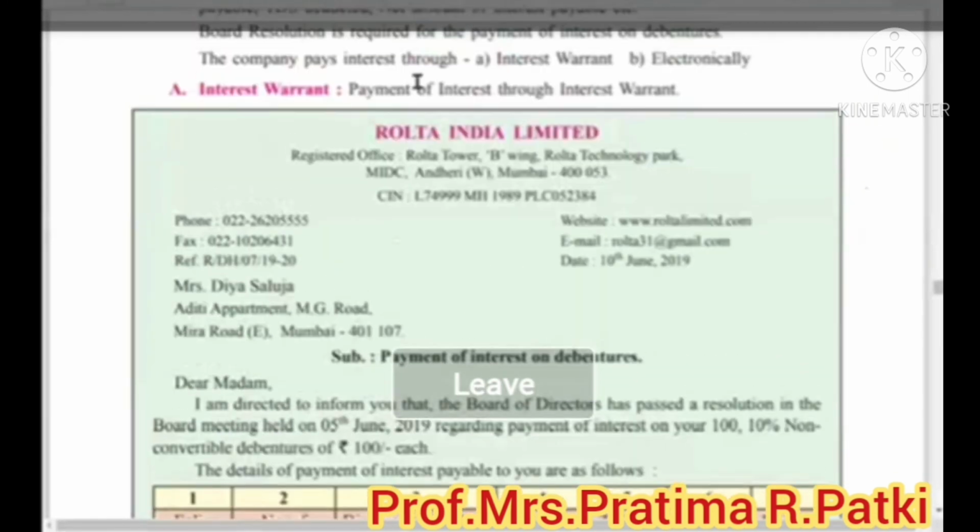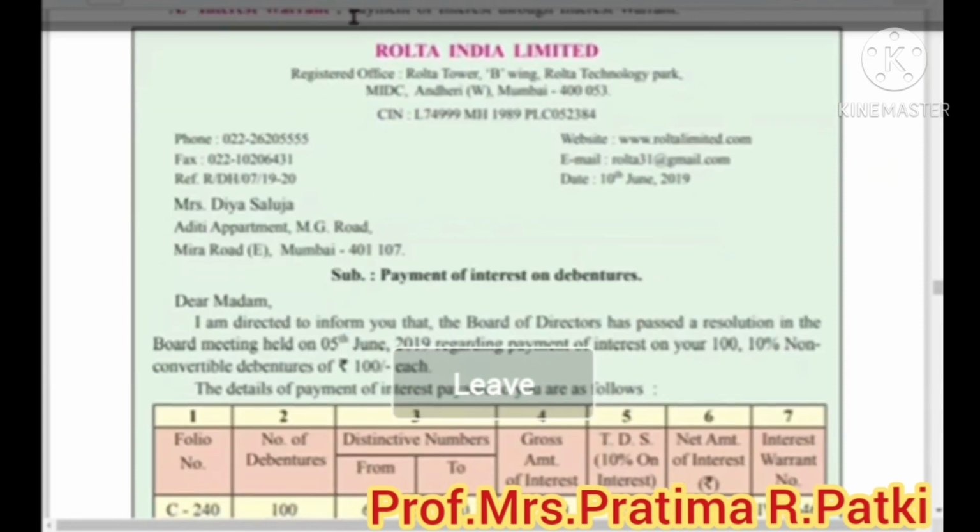Now, interest warrant, payment of interest through interest warrant. So this letter is about paying interest to the debenture holder. Okay, so Rolta India Limited, again the name of the company, registered address, CIN number. See, as per the company, the CIN number cannot be the same. So one name of the company and one CIN number you can memorize if you wish to. Otherwise, the technique will soon be shared with me.